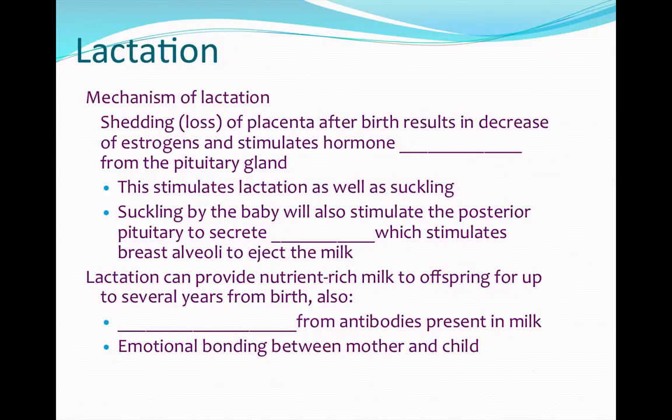The mechanism of lactation happens because of the loss of the placenta after birth. That will result in a decrease of estrogen and stimulate the hormone prolactin from the pituitary gland. That will stimulate lactation as well as suckling. Suckling by the baby will also stimulate the posterior pituitary to secrete oxytocin, which stimulates breast alveoli to eject milk. Lactation can provide nutrient-rich milk to offspring for up to several years from birth. It will also provide passive immunity from antibodies present in milk and provides an emotional link between the mother and the child.